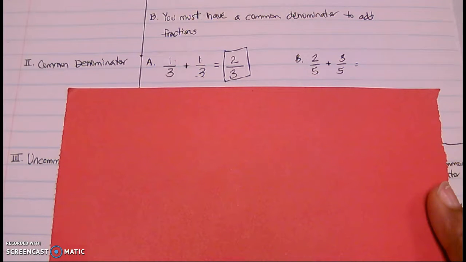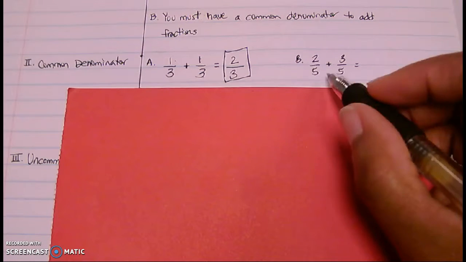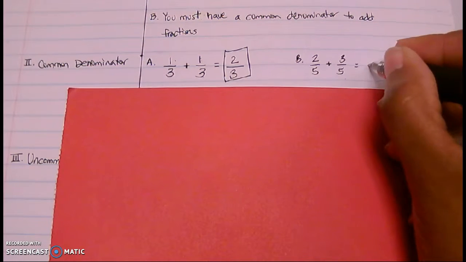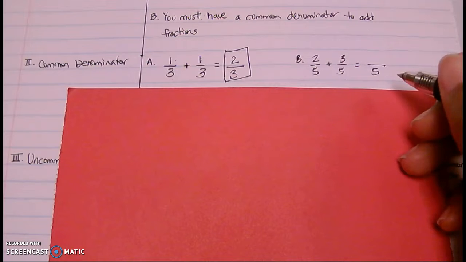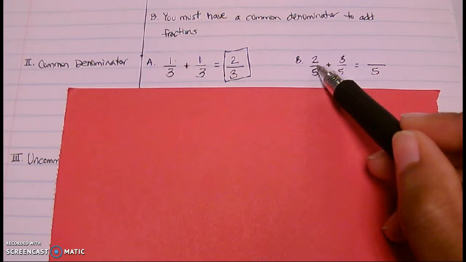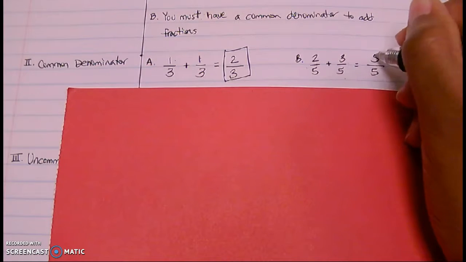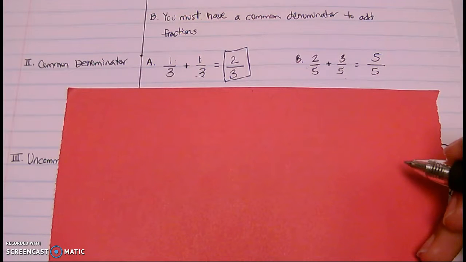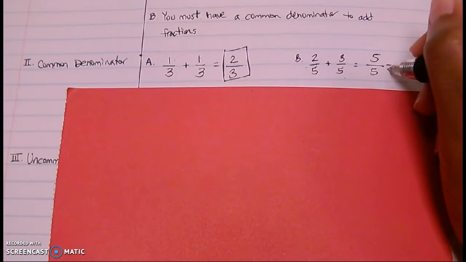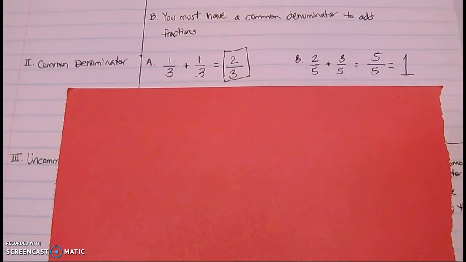Now that you've tried the problem, let's check. First of all, I see my common denominators are 5, so I'm going to go ahead and bring my 5 over. And then I see 2 and 3 at the top. 2 plus 3 is 5. Now, are we going to leave this as it is? No. We know that 5 over 5 means that we have a complete whole. So that's going to give us 1.